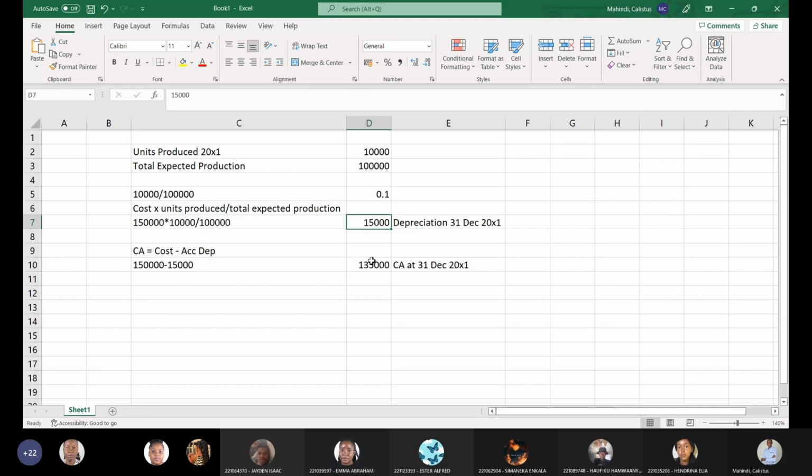Yes, sir. Thank you. Okay, now we haven't even answered the question. We have answered the question that I asked you, which was to calculate the depreciation and carrying amount at 31 December 20x1. But the question didn't ask that. The question asked you to calculate the depreciation and the carrying amount at 31 December 20x2. All right. I'll give you 2 minutes to give me the depreciation and the carrying amount at 31 December 20x2, now that we've been able to calculate for 20x1.